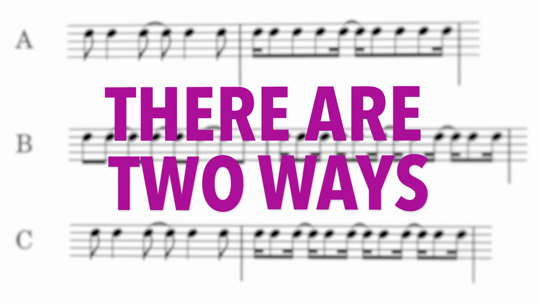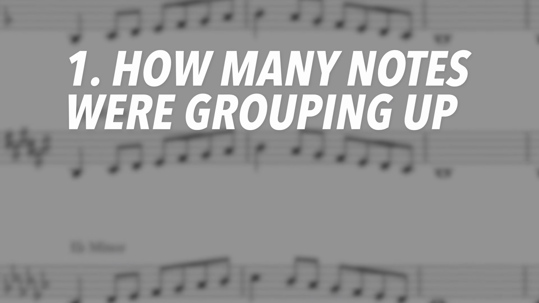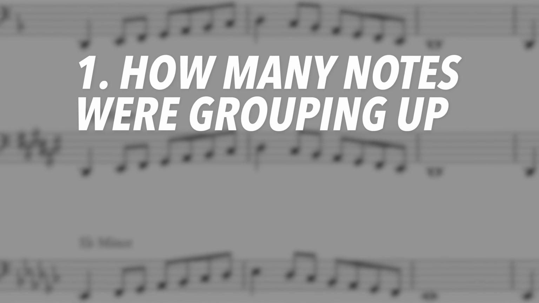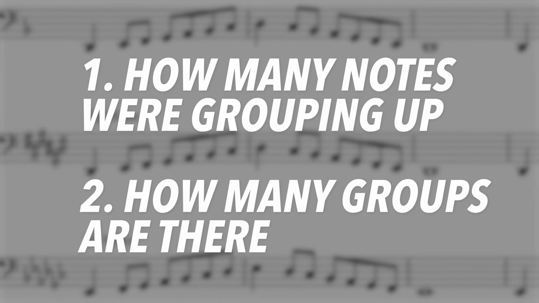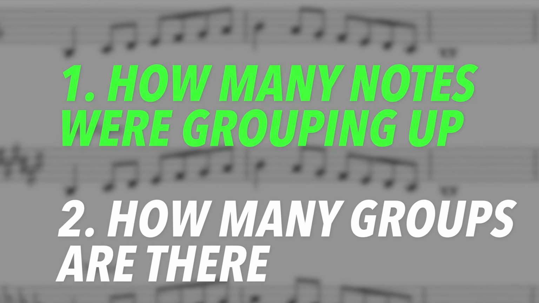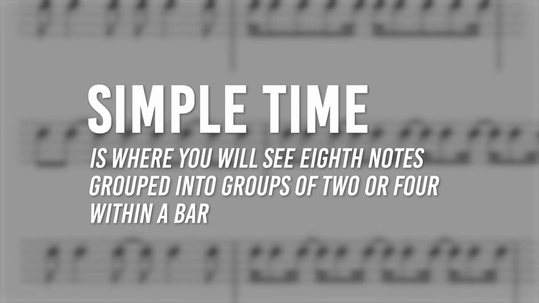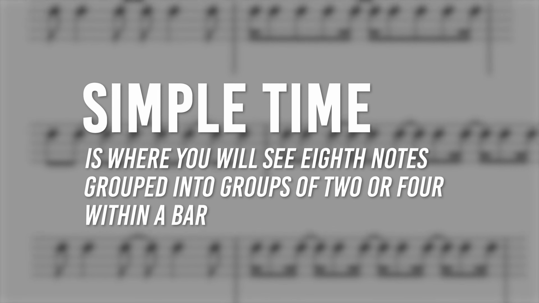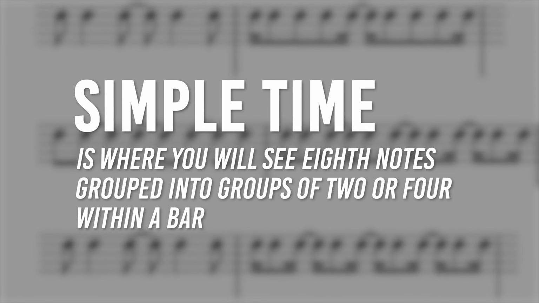And there are 2 ways in which we group up notes within a bar. Firstly, we think about how many notes we're actually grouping up, and then secondly, we think about how many groups there are. So let's deal with how we actually group the notes up. Now, typically, there are 2 ways in which we group notes up, and that is simple and compound time. Simple time is where you will see eighth notes grouped into groups of 2 or 4 within a bar.